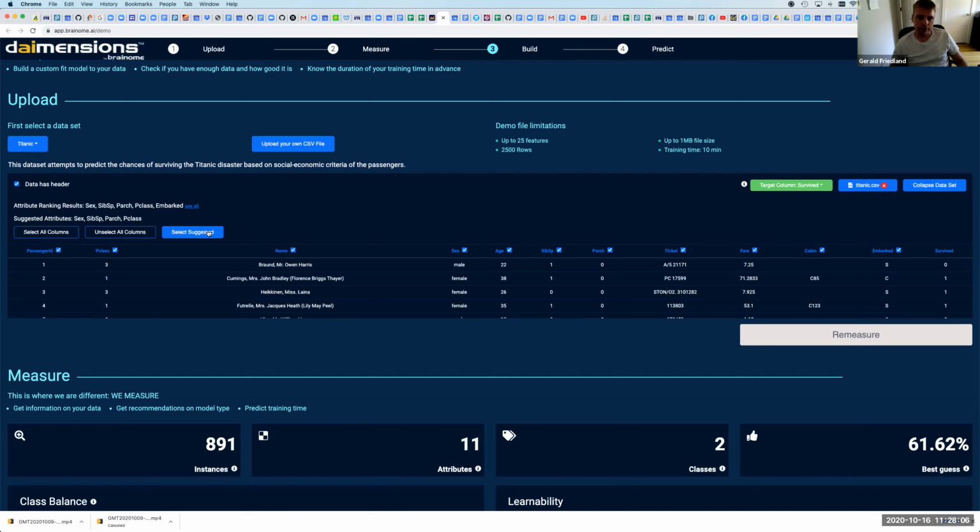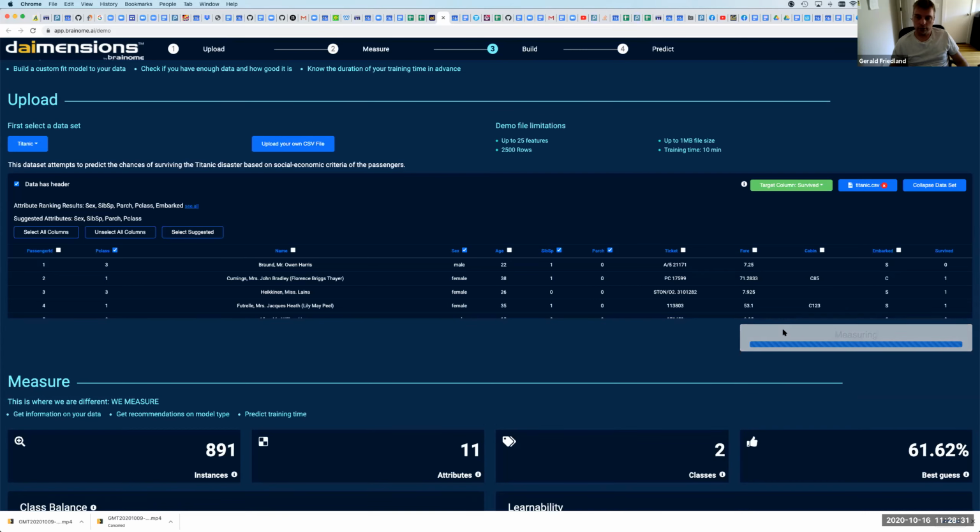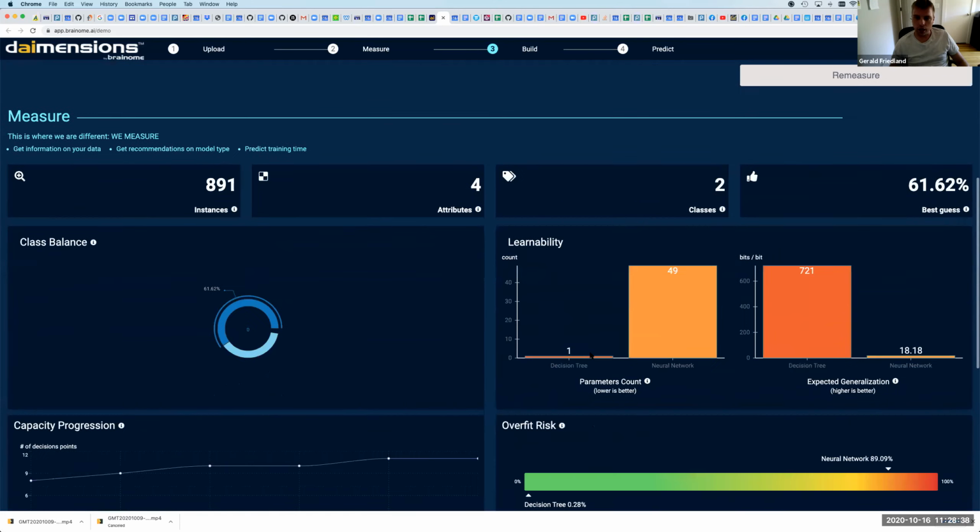You can click this little button, select suggested. And now you see how this unclicked? It says what we should actually use is the passenger class, the sex, male or female, and the number of siblings and the number of children, and everything else we don't need to use. So first of all, let's take that suggestion, then we remeasure it, and let's see how good it looks.